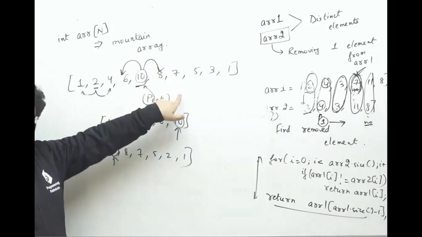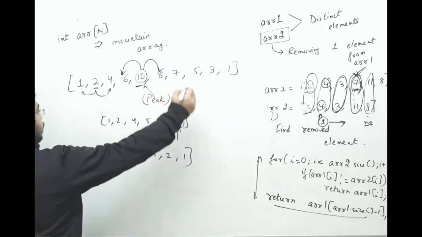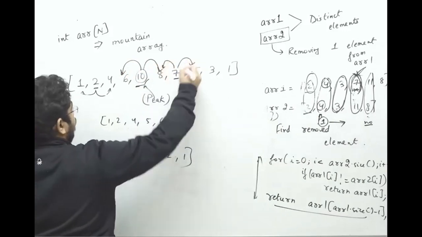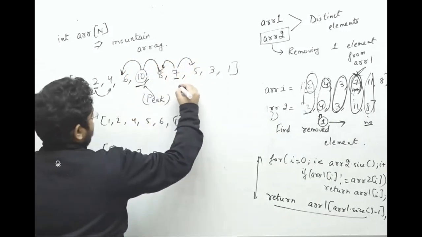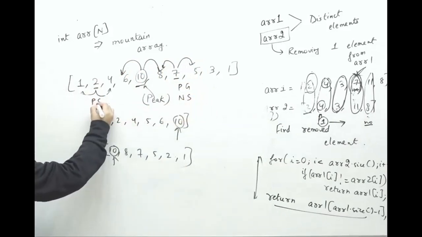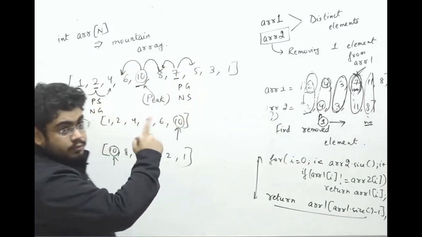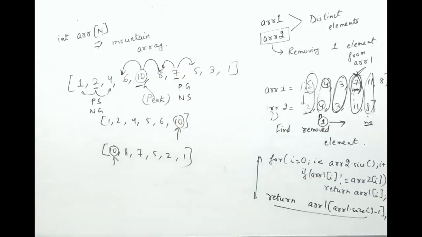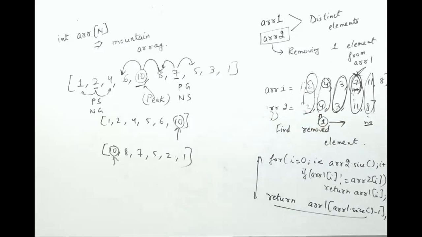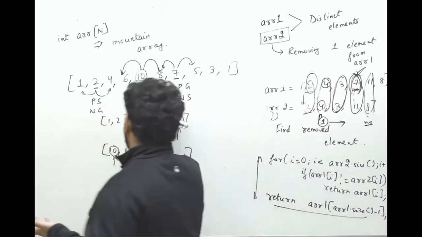And what happens after the peak? Let's look at that as well. Previous is greater, next is smaller. Previous greater, next smaller. Here, previous was smaller, next was greater. Can you see the separating condition which happens? Yes or no? So on the left side of the peak, you can choose one of the two.